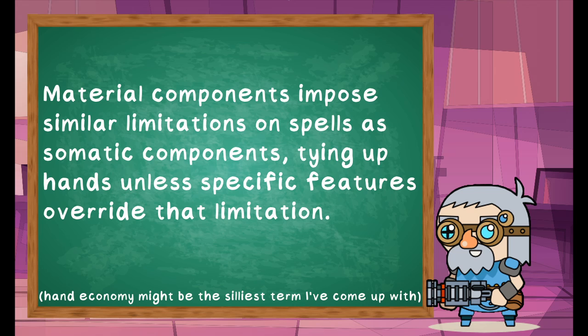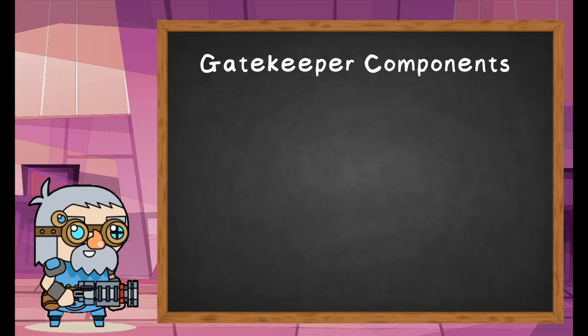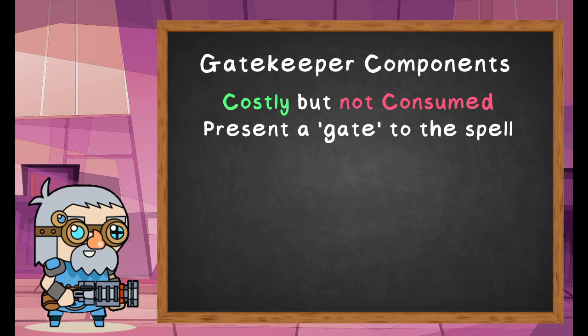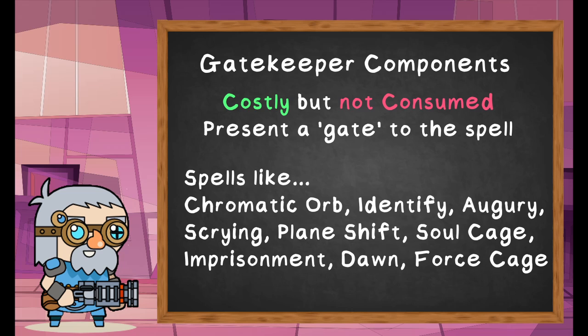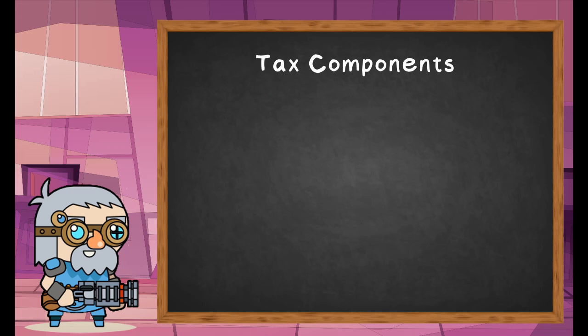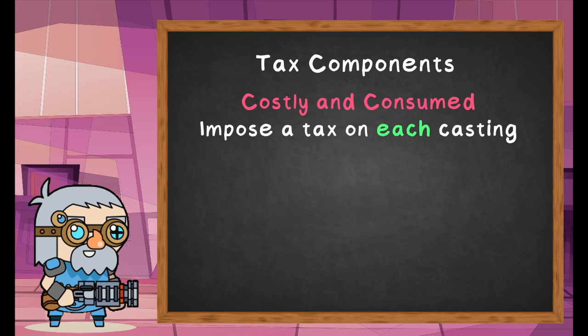Additionally, there are two other types of material components, what we like to call gatekeeper components and tax components. There's nearly 50 of each and they both have different roles. Gatekeeper components are things like Identify's Pearl or Chromatic Orb's Diamond. Materials that cost gold to acquire, but once you have them you have no problem with the spell from there on out. Tax components are things like the diamonds associated with resurrection magic.